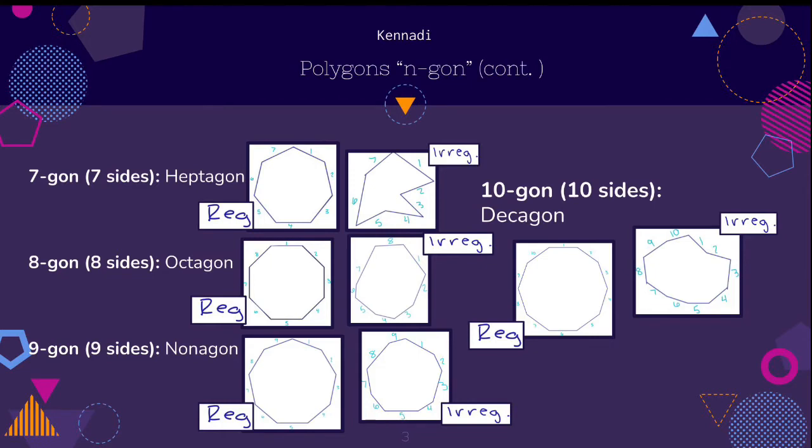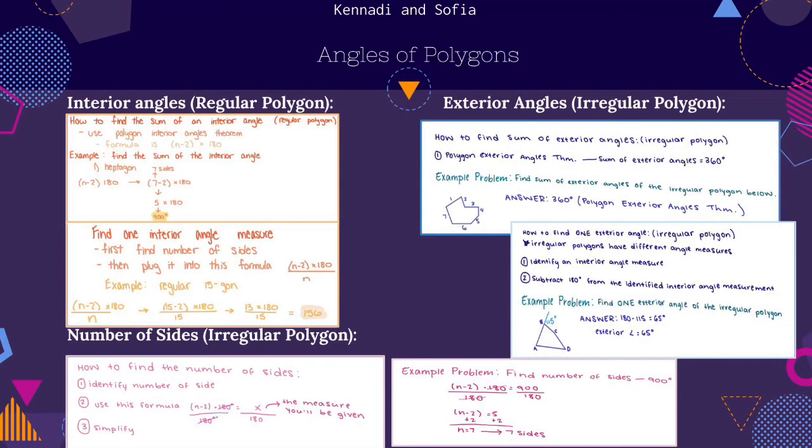decagon. I'm going to show you guys how to find the sum of the interior angles. First, you're going to use the polygon interior angles theorem, and the formula for that is n minus 2 times 180. Here's an example of how to find the sum of the interior angles of a heptagon. You're going to use the formula and plug 7 in for n because a heptagon has 7 sides. So it would be 7 minus 2 times 180.